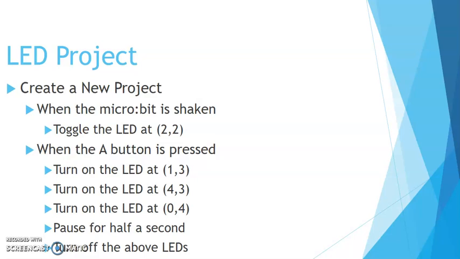The other thing we're going to do is when the A button is pressed, we're going to turn on the LED at 1, 3. We're going to turn on the LED at 4, 3. We're going to turn on the LED at 0, 4, and then we're going to pause for half a second and turn off all of the LEDs. So let's have a go at trying that, and then we'll look at what we do when the B and A plus B buttons are pressed.